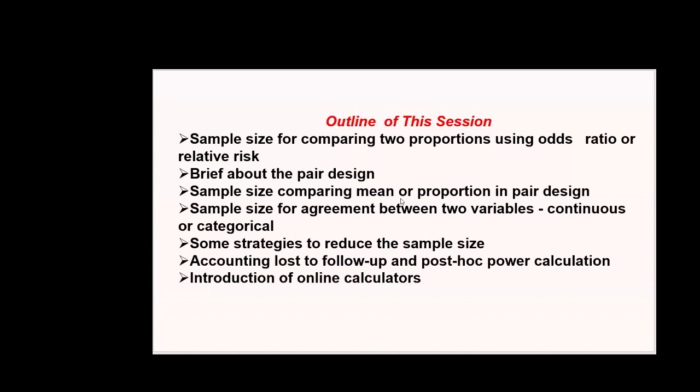Then after that, we will discuss the sample size for agreement between the two variables, continuous or categorical, for intra-class correlation and kappa statistics. Then I will tell about some of the strategies to reduce the sample size. How can you reduce the sample size and then how to correctly account for the loss to follow-up.